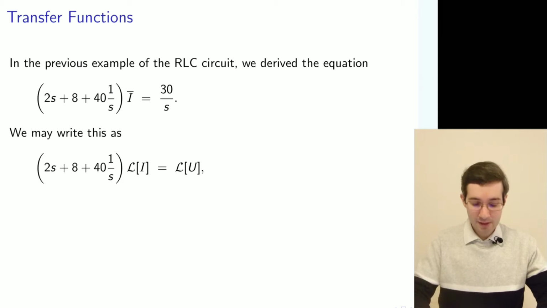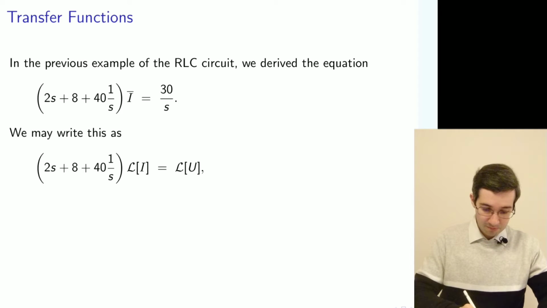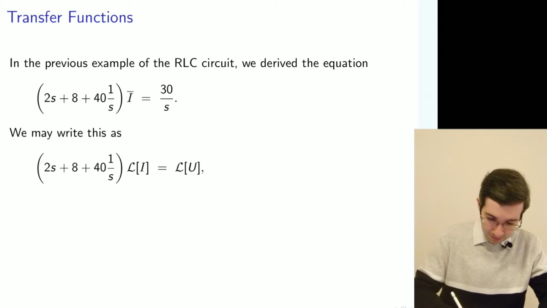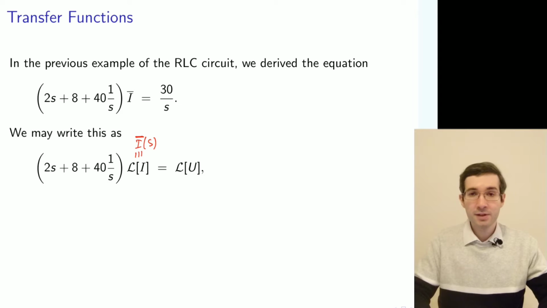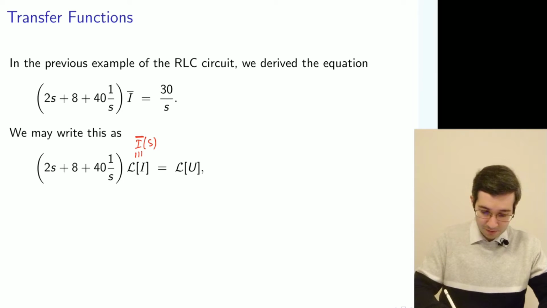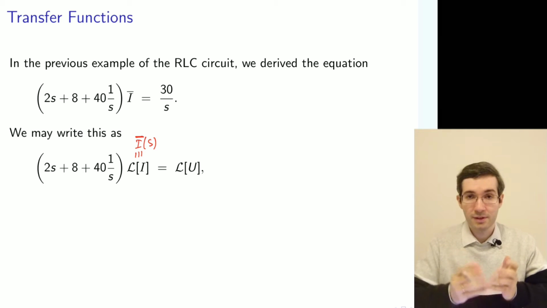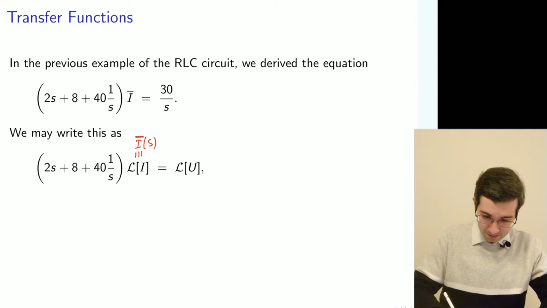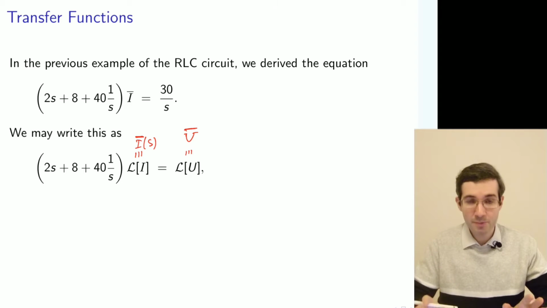And you can write it as this bracket times a Laplace transform of I, which is exactly I bar. So that's just a different notation. And on the right hand side, you can write a Laplace transform of an input, the applied voltage. You can also call it U bar. So we have done nothing but write this in a slightly different form.